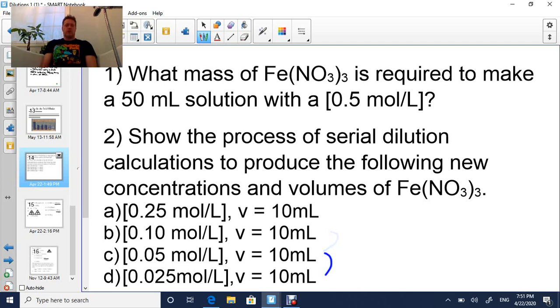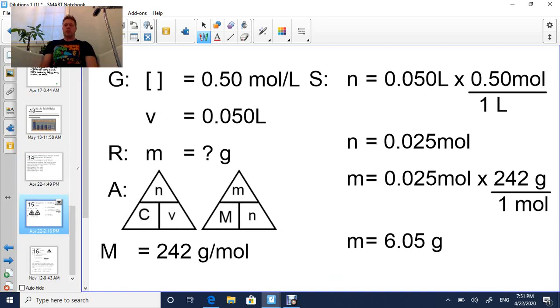Okay? So I'm going to show you the calculation for the first one here. I'm going to show you the calculation to do the first in the dilutions. And then what I want you guys to do is do the next three calculations. This one, and this one. And I want you to maybe take a picture and send it to me showing that you've done that calculation. Okay? So without further ado, here's question 1.